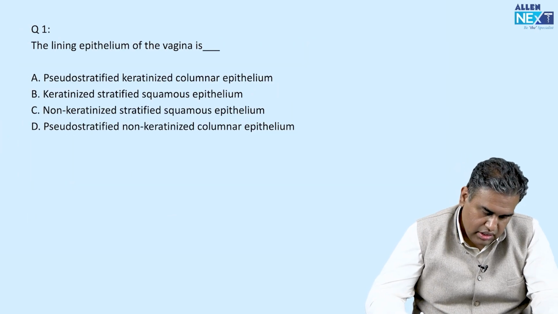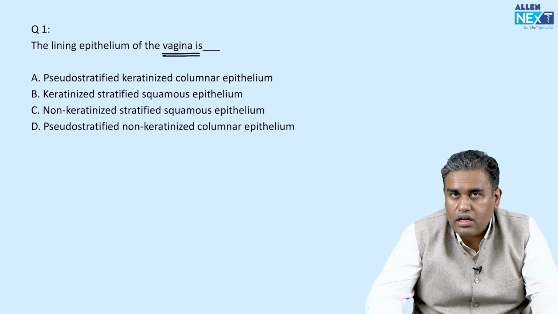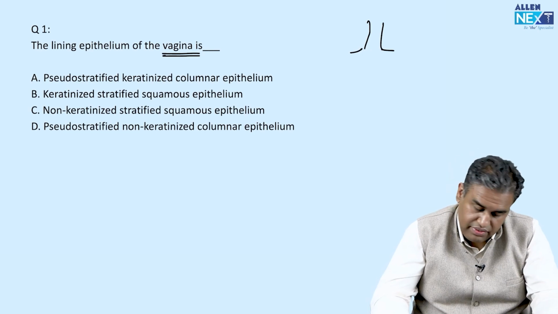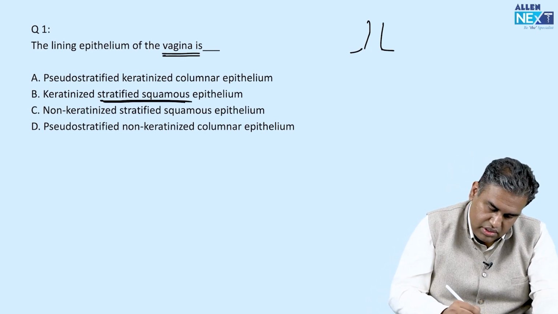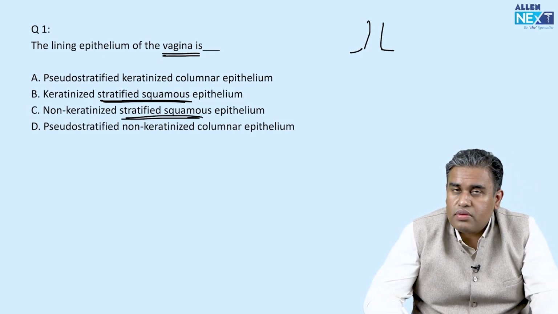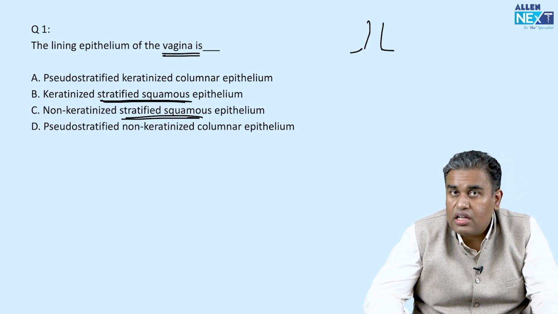Let's see another one. The lining epithelium of the vagina is... Vagina, that is the lower part of the female genital tract that opens outside into the body. So obviously it's going to be stratified squamous epithelium. So there's stratified squamous, and one more stratified squamous. So which one? Normally, on the skin, we have stratified squamous keratinized epithelium, and as you go into the cavities, they are stratified squamous non-keratinized.